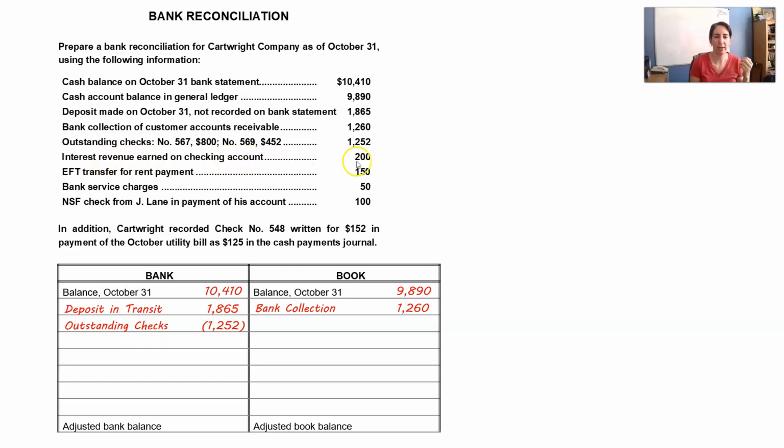Interest revenue earned on checking account. Woohoo! We got $200 in interest. Okay, great. I didn't know about that. Cartwright didn't know, so let's add that. Interest revenue, $200.